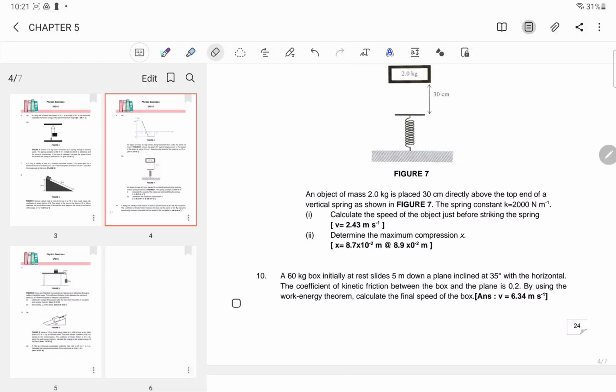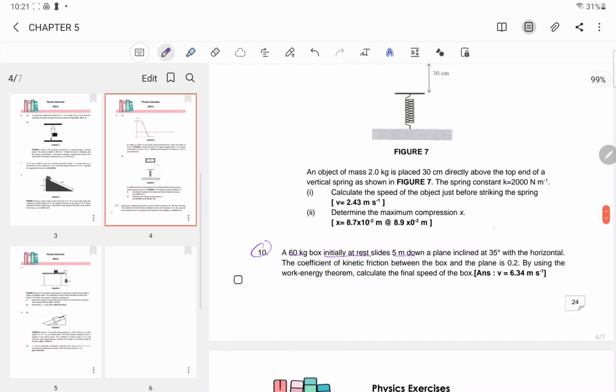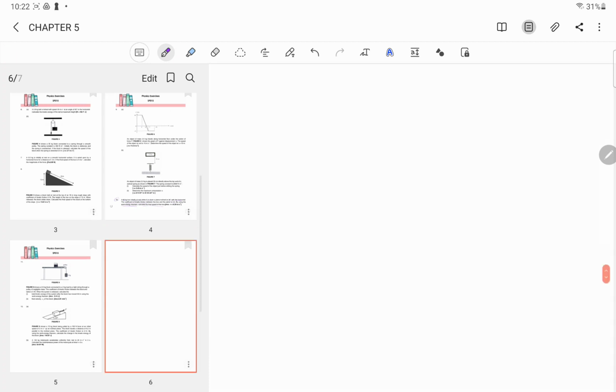Okay, so we continue our tutorial on number 10. A 60 kg box initially at rest slides 5 meters down a plane inclined 35 degrees with the horizontal. The coefficient of kinetic friction is 0.2. By using the work energy theorem, calculate the final speed of the box. Alright, let's try.